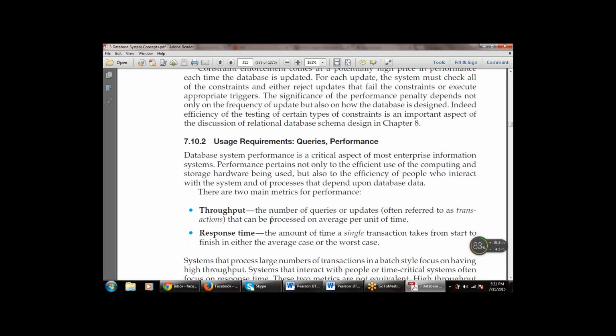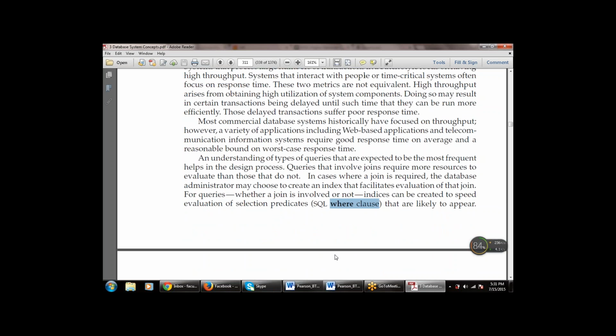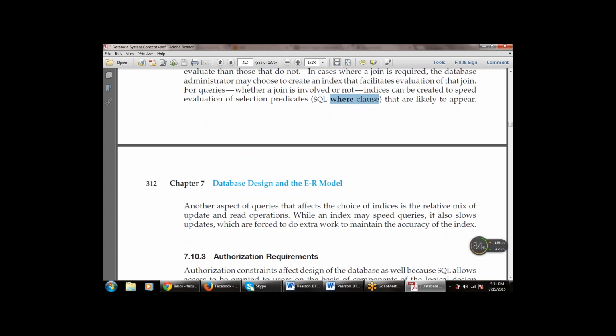So these are the two metrics that are used for checking the performance of the system, checking the performance of the database. And what are the various queries that are available, like data manipulation language, data definition language? These are the various queries. Like the SQL where clause, that is likely to appear. Another aspect of queries that affects the choice of indices is the relative mix of update and read operations.